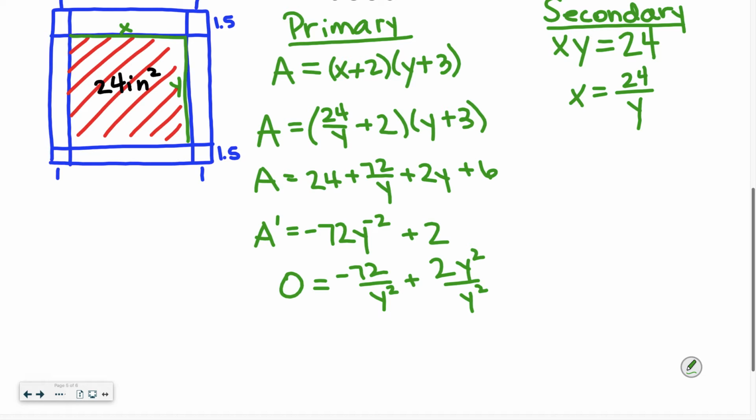We'll talk about the domain at the end. How's that? So we have negative 72 plus y squared all over y squared. 2, there's a 2. Sorry.